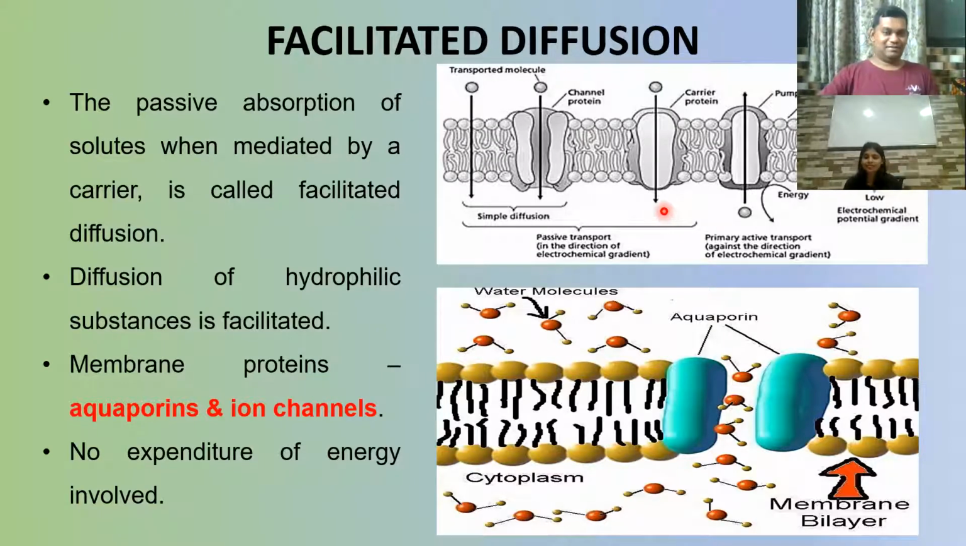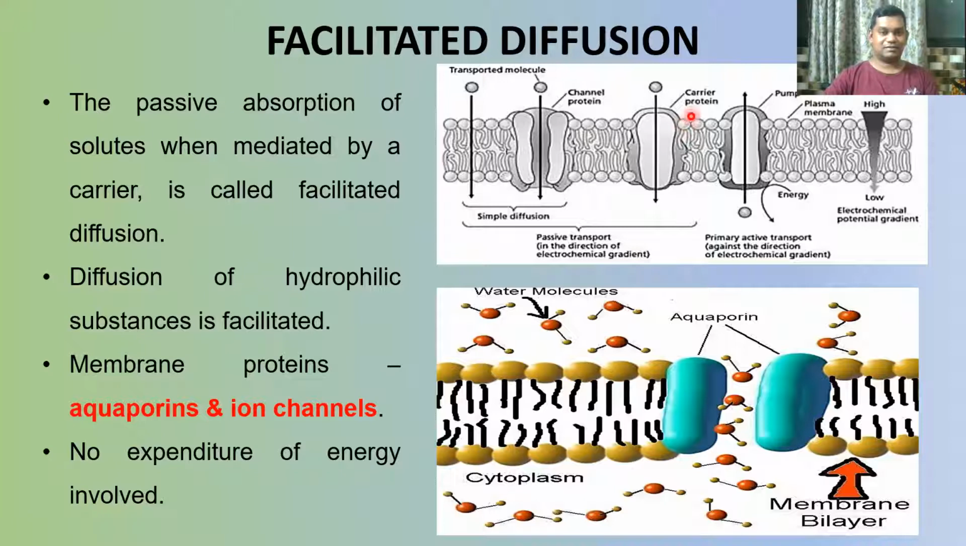In both these cases, no energy is spent. It is not against the concentration gradient. The concentration of the solute is higher outside and lower inside, so it comes in automatically. No energy is spent; it is in the direction of the electrochemical gradient. Gradient means difference. The solute is more outside and less inside, so it has to come in. That's why it is passive transport. Diffusion, channel proteins and carrier proteins are examples of passive transport.